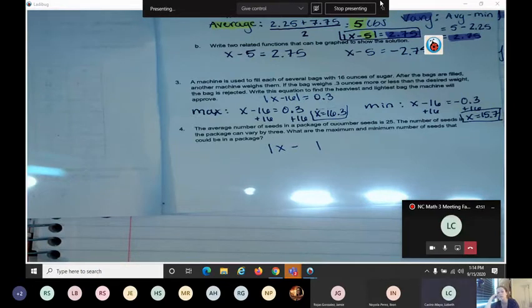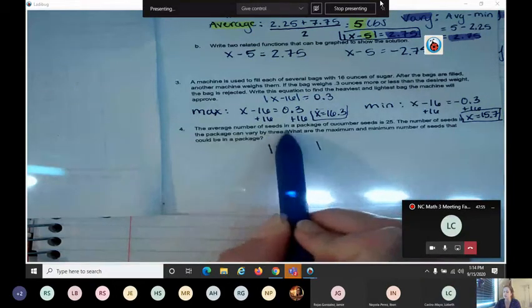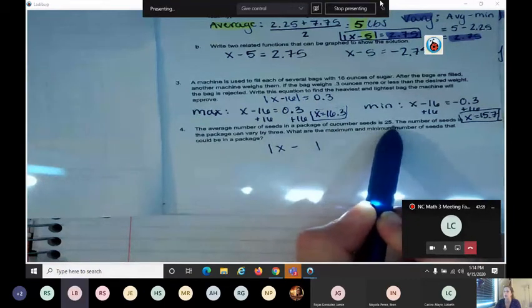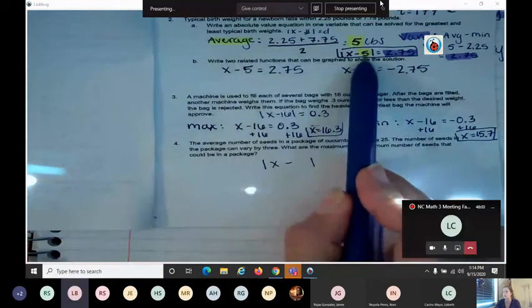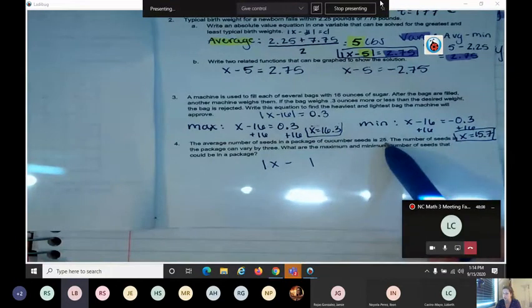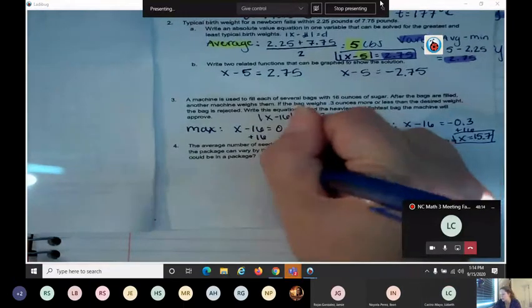No. Okay, so it tells us in this sentence, the average number of seeds in a package of cucumber seeds is 25. So the average is the number that goes and is subtracted from x. So what number did I say was the average? 25. Thank you, yes. So I'm gonna put 25 here.